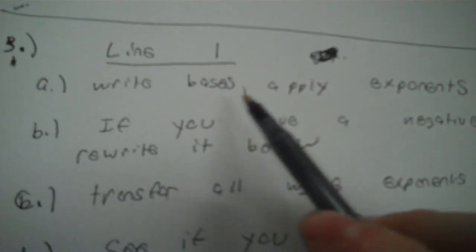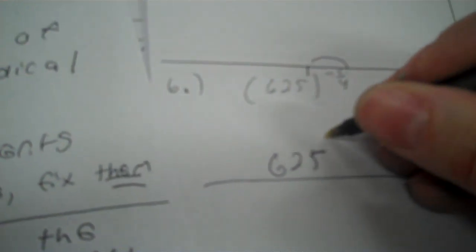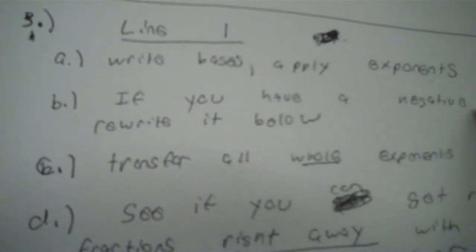Okay, number 6, same idea. Now, rewrite the expression without a radical. It's already done. There's no radical there, so I don't rewrite anything, okay? So that's good. So write the base, apply the exponent. It'll be 1 times negative 3/4 is negative 3/4. If you have a negative exponent, rewrite it below. Ooh, we actually have one this time. So 625 goes to the bottom where it goes to positive 3/4, so 1 up top.